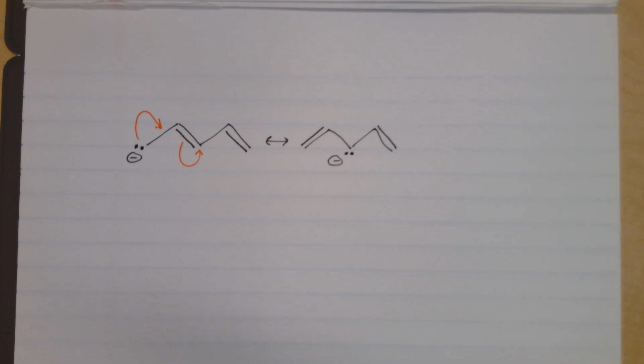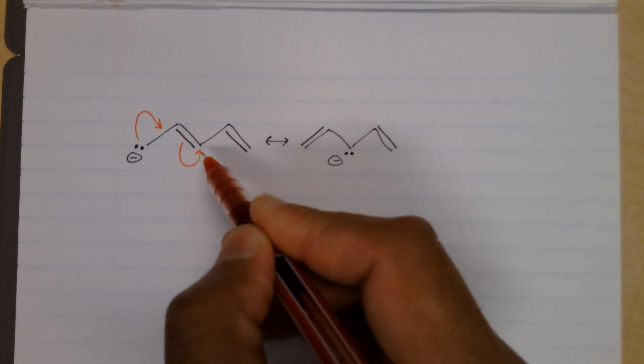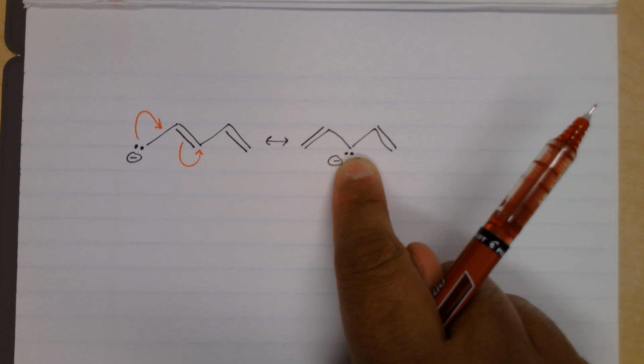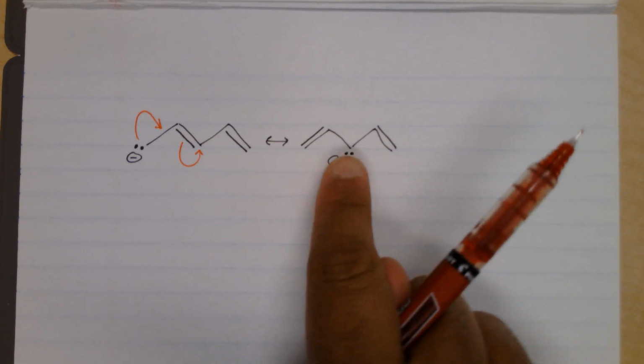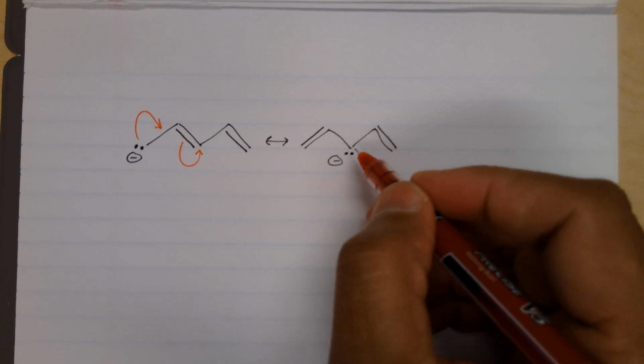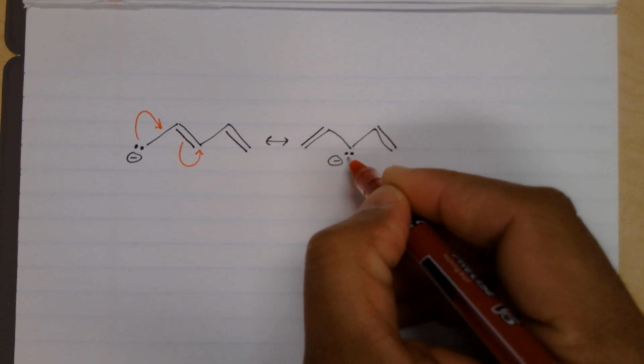And the answer is yes. We see that by drawing this resonance structure, we have another allylic lone pair. So this is a new one, right, by moving those electrons over. And so we can draw another resonance structure.